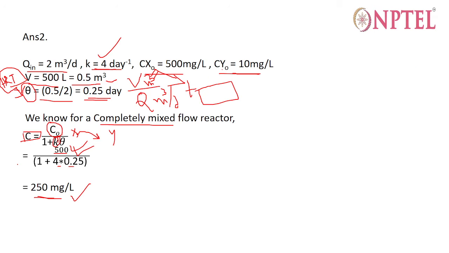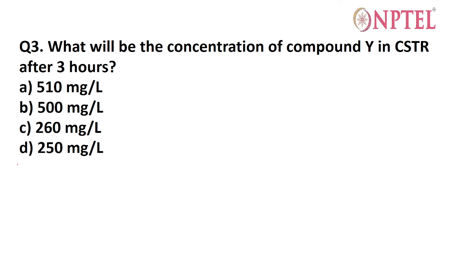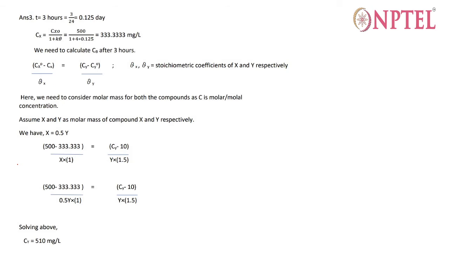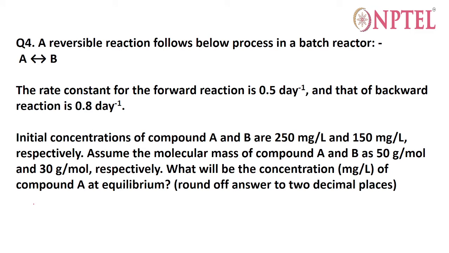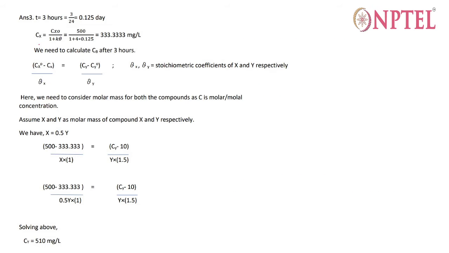Okay, so let's go for the solution. The answer will be A, that is 510 mg per liter. So how are we going to solve this? First of all, the time is given in hours. You have to convert it into days. It's very easy.